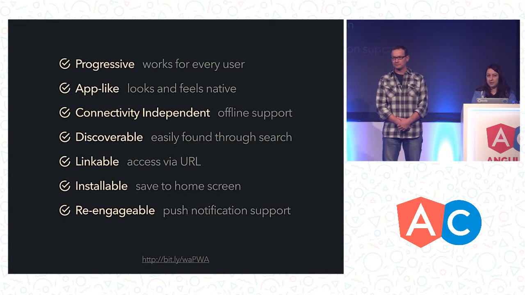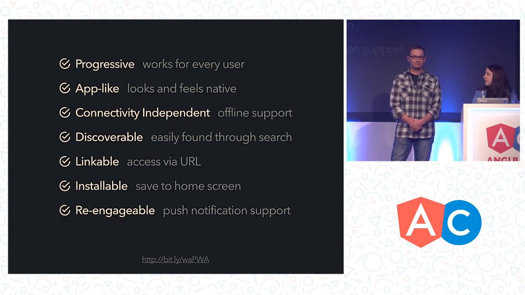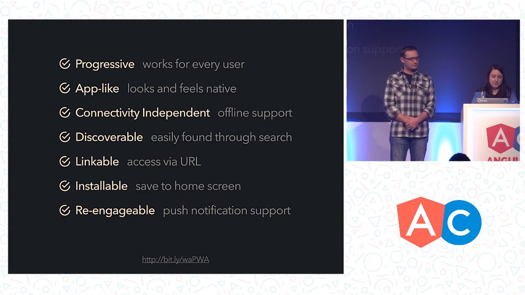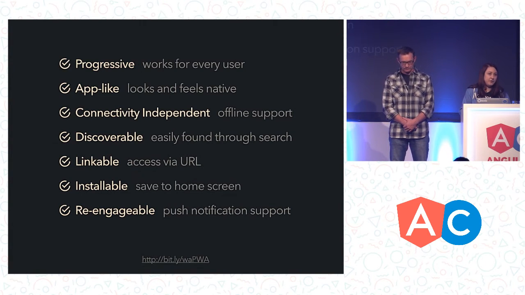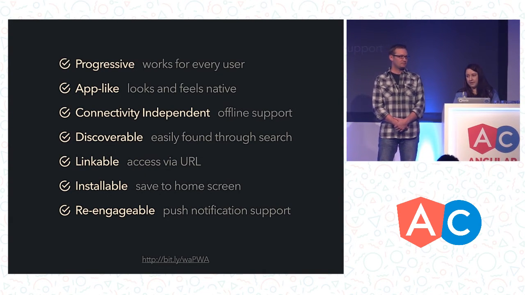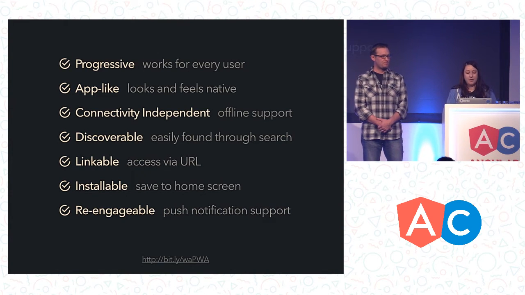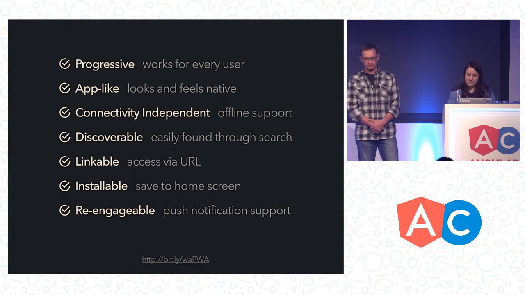These are the ones that we believe are the most critical to your application. So the first one being, obviously, it needs to be progressive. It should work for every user, regardless of their browser, because it's built on progressive enhancements. It should look and feel like a native app. It should have offline support and not require a network connection. You should be able to easily find it through a search engine and access it via URL, save and install it to the home screen, and it should also encourage re-engageability through features like push notifications.